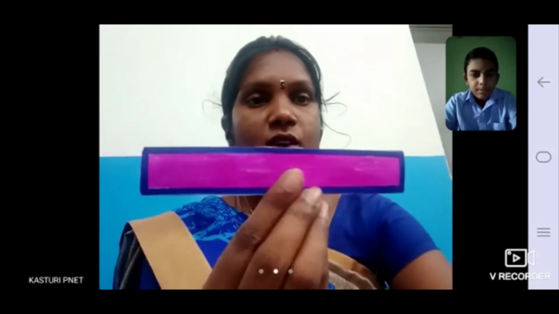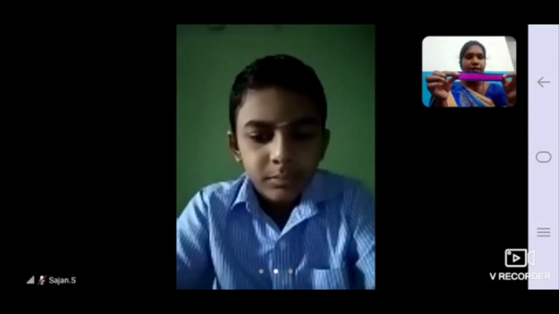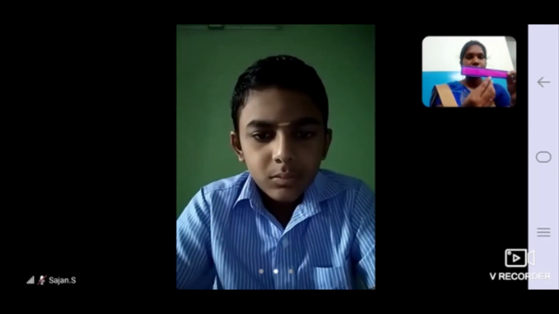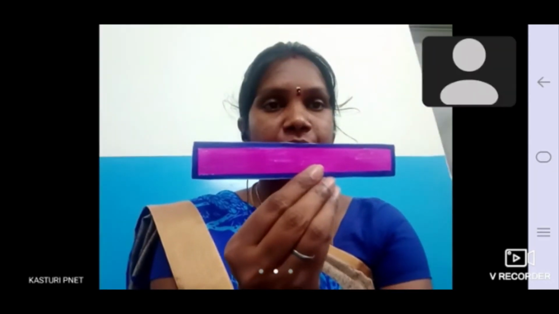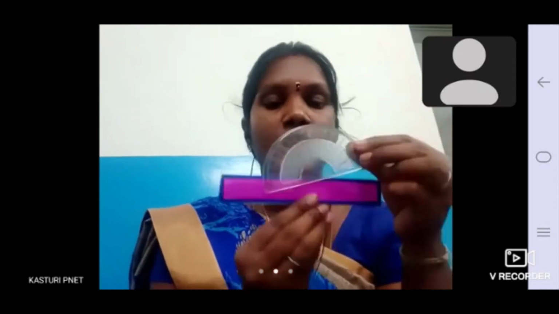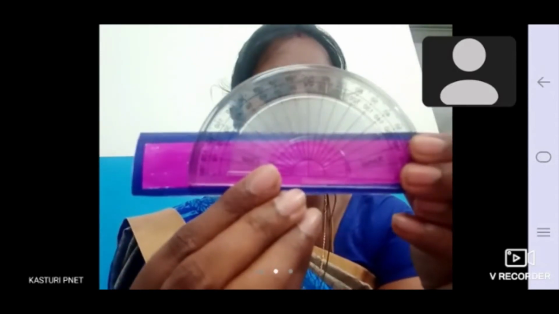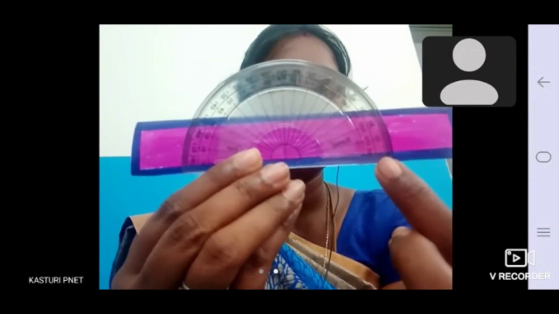So how are we saying this is a straight angle? Just take your protractor and measure it. How many degrees are there? 180, isn't it? 180. So that is your straight angle.